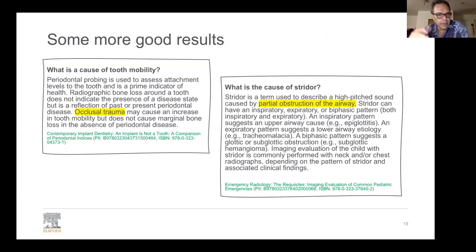Here are some more good results. And as you can see, again, the answers are correct, and the arguments also make sense.